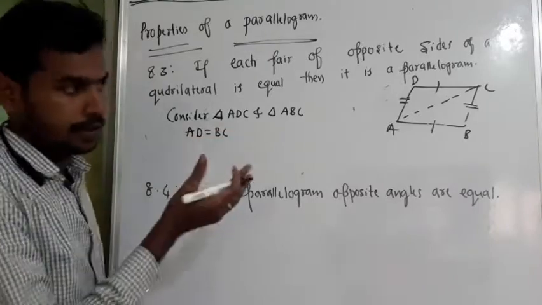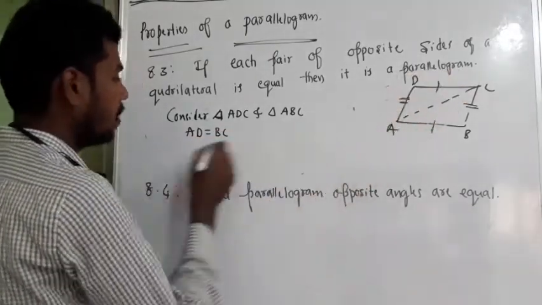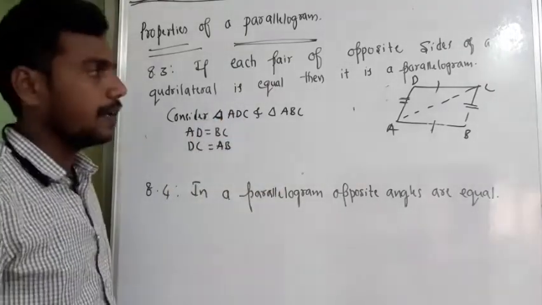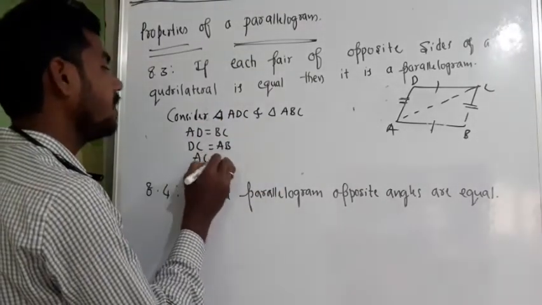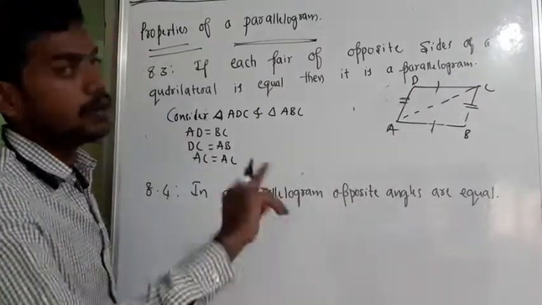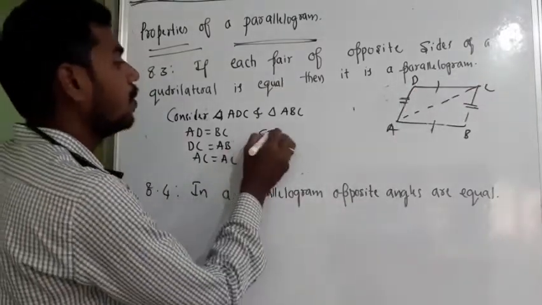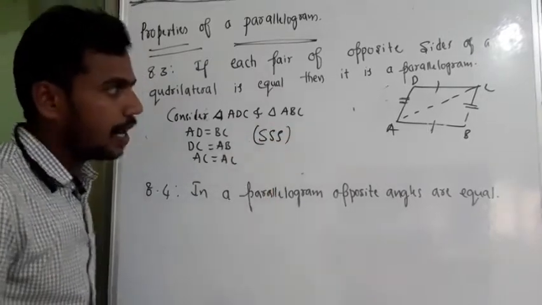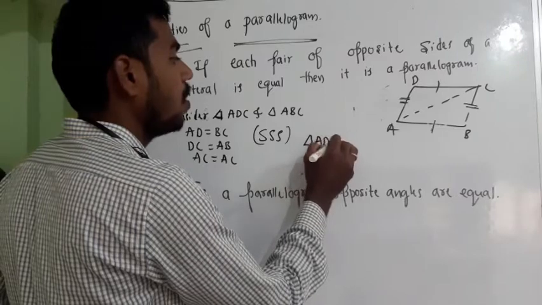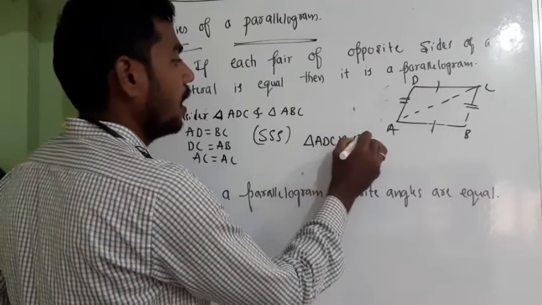It is given. Next, DC is equal to AB. This is also given. They are saying opposite sides are equal. And AC is equal to AC. It is a common side for both the triangles. So, through the SSS congruence criteria, triangle ADC will be congruent to triangle ABC.